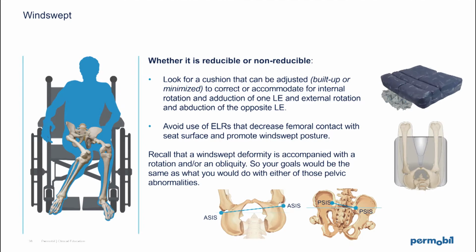All right, the windswept deformity. When you're talking about a windswept deformity, one thing I want you to understand is it's not so much talking about what's going on in the pelvis, it's really talking about what's going on at the lower extremities. The underlying cause of windswept deformity is usually the pelvic rotation or a pelvic obliquity or a combination of the two. So your goals would be just whatever your goals were with trying to accommodate or correct for a rotation or an obliquity.